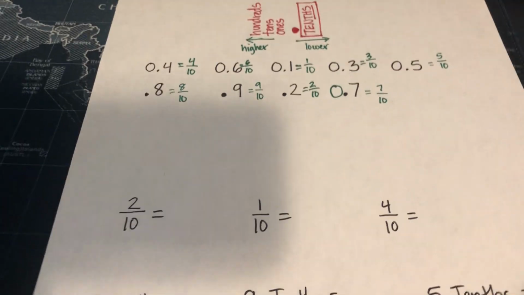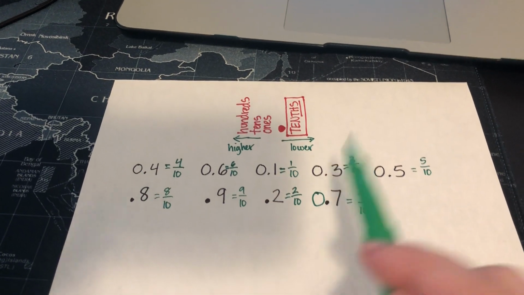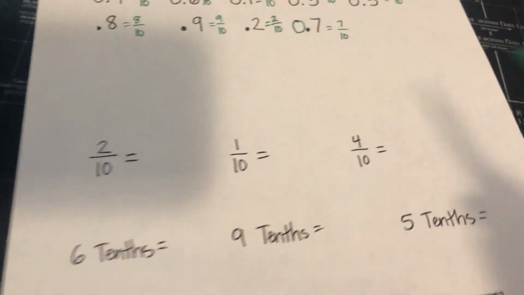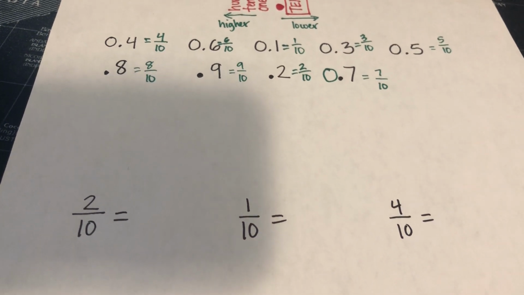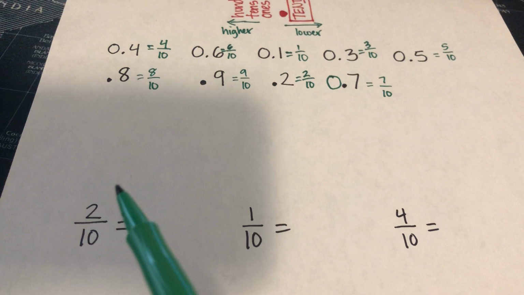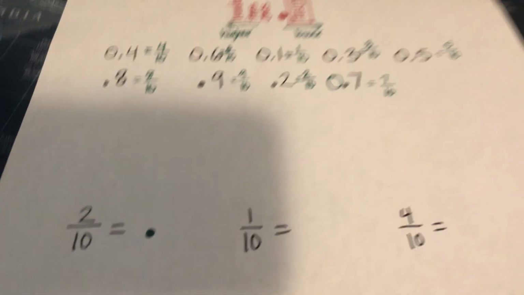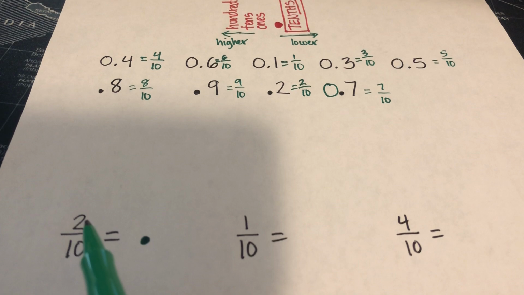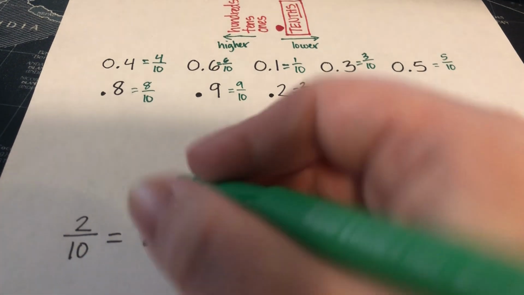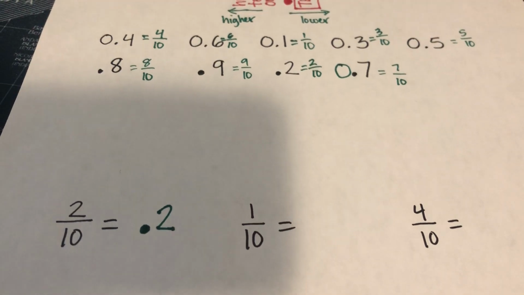All right, now I want you to practice. So we just identified decimals here. What we're going to do next is we're going to look at a fraction, and we're going to make that fraction into a decimal, okay? So 2 tenths. Well, I have to put my decimal here, okay? And what's directly to the right of the decimal? My tenths. So how many tenths do I have? I have 2 tenths. So I'm just going to write 0.2, okay? It's as simple as that.